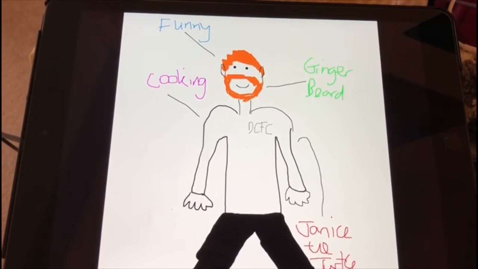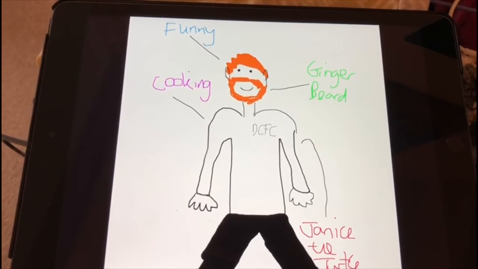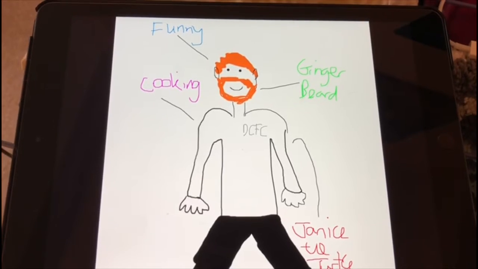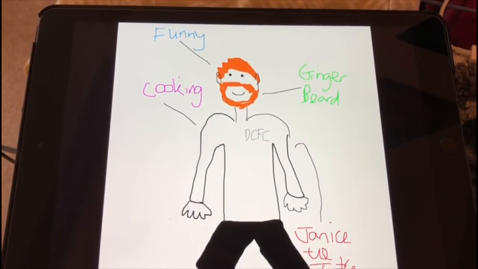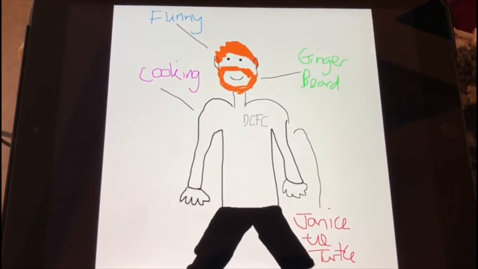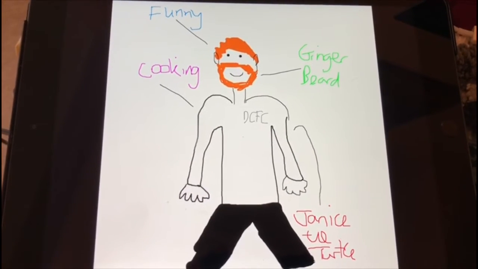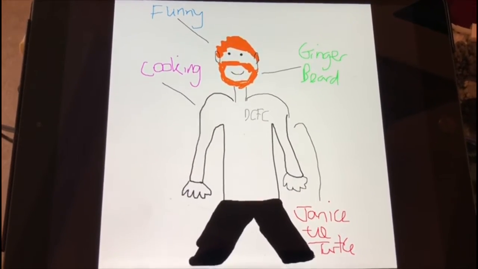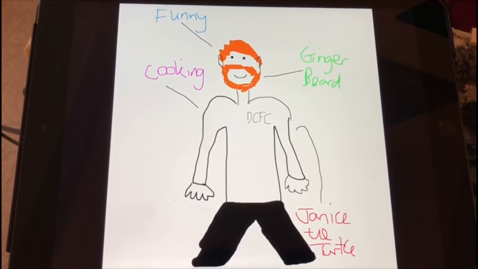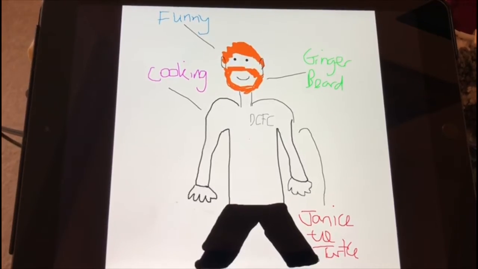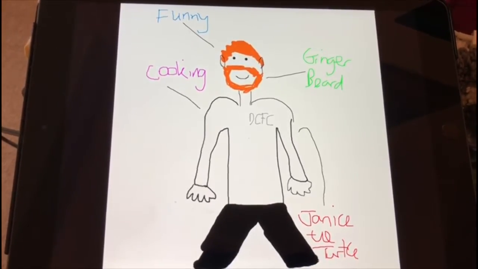For a hobby, I really enjoy cooking. I do a lot of cooking at home, so I went with cooking. Appearance, as you guys can probably tell, as it's getting bigger each week, I've got a ginger beard. And then my fun fact is that I've got a turtle called Janice. If you guys could give this a go, that would be fantastic. Let's see what your art skills are like compared to mine.